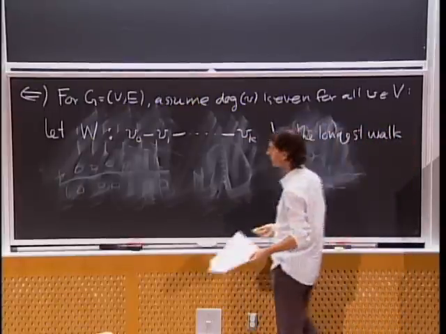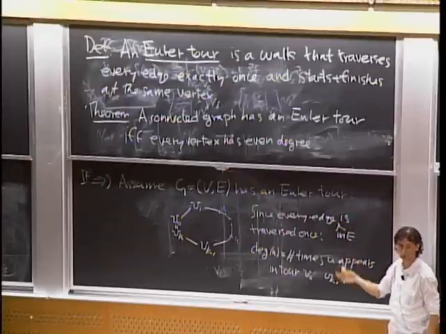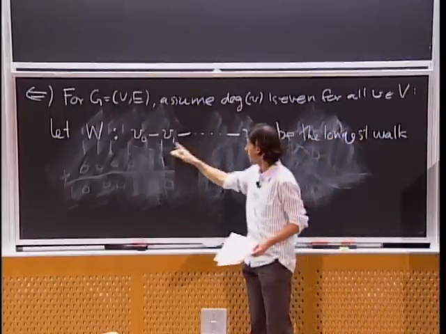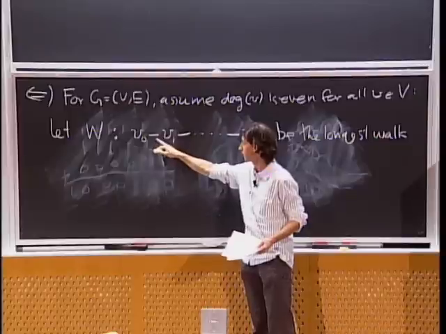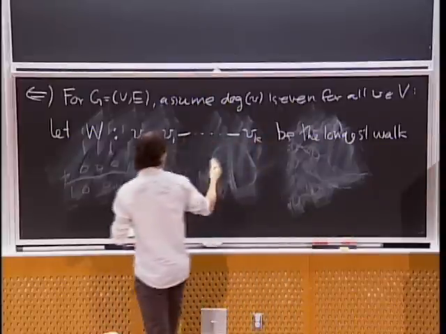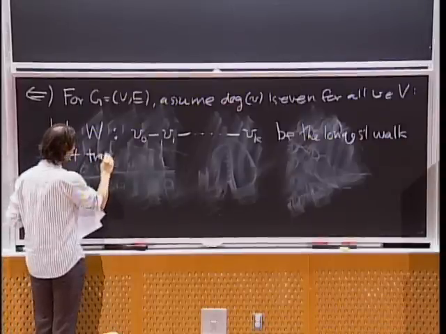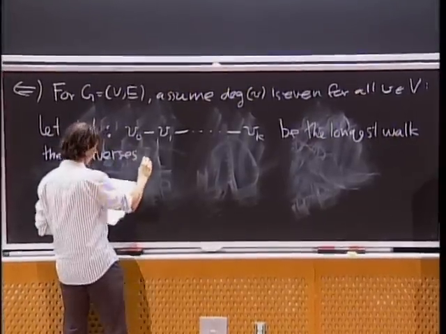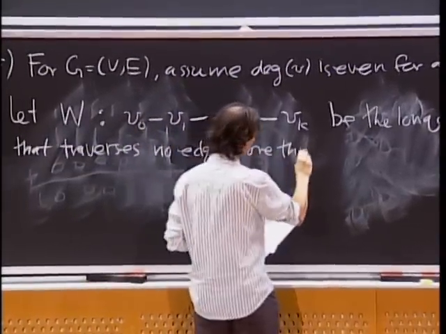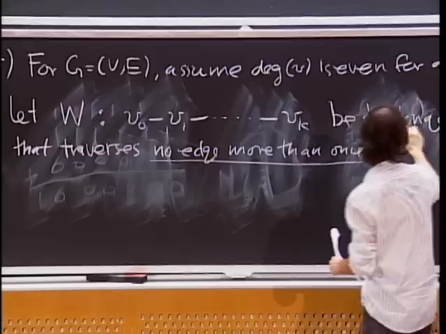And, well, we want to prove something about an Euler tour. An Euler tour has a very specific property that all the edges occur only once. So it makes sense to look at walks in which all the edges over which it walks are unique, occurring only once. So we are interested in the longest walk that traverses no edge more than once. So that's important.